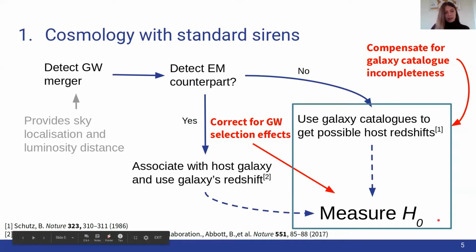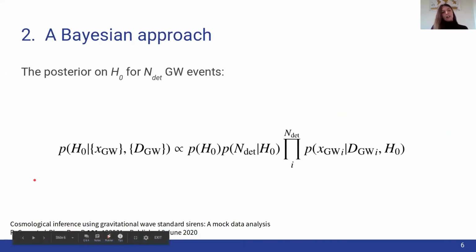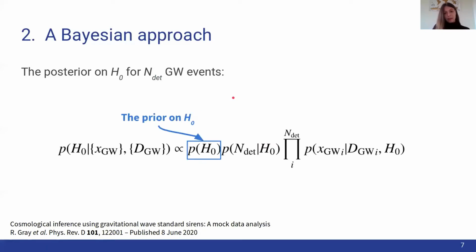So let's look at a bit of the maths. This here is the equation for the posterior on the Hubble constant, given a set of N_det detected gravitational wave events. So x_GW is our gravitational wave data, and D_GW simply means that this data passed some threshold in order to be deemed detected. Looking at the right-hand side of the equation, we have P of H naught, which is simply our prior on the Hubble constant. This term here is a rates term. In general, the rate of events that you detect can give you information about the Hubble constant, but I'm not going to go into detail about that.